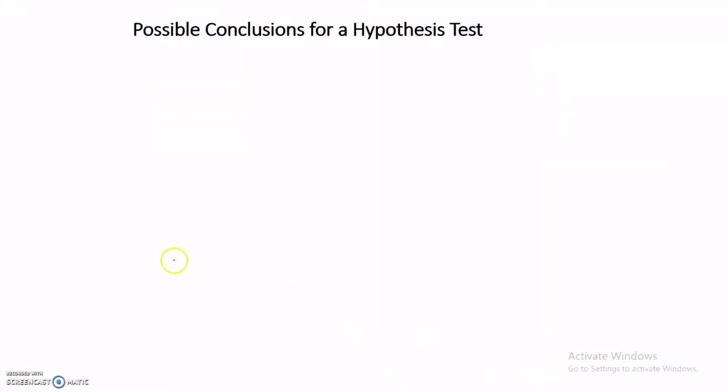So what are the possible conclusions? We are performing a hypothesis test, so now we want to see what the conclusion is. Actually, when you are performing a test, it has to have a conclusion. Otherwise, there is no purpose in performing the test. So what are the possible conclusions?